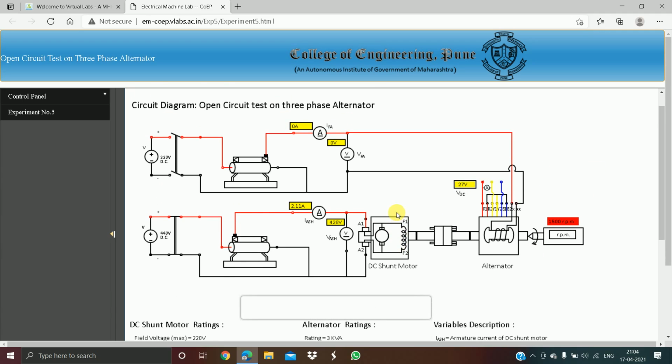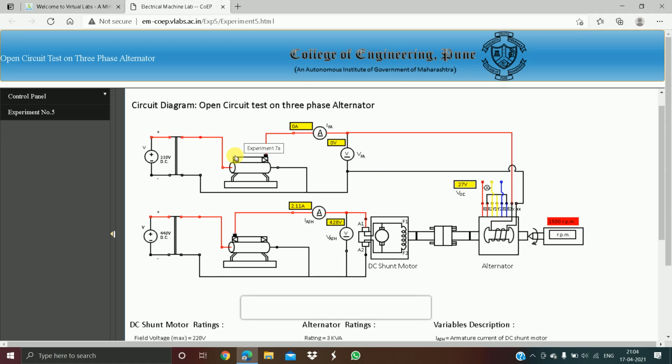After that, close the DPST switch of the field excitation circuit, which is connected to the rotor through slip rings. Here in the field excitation circuit, initially the voltage is 0, but the output of the alternator shows some voltage. That is due to some residual magnetism in the field winding.